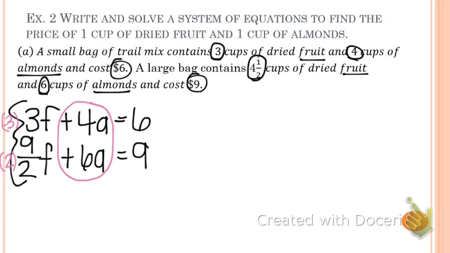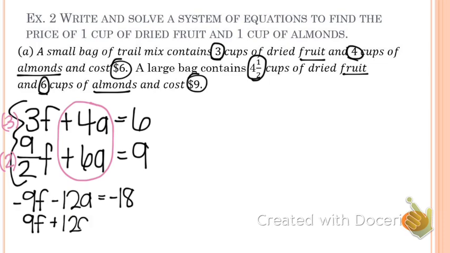All right, Maya, when you multiply the first equation through by negative 3, what did you get? Negative 9f minus 12a. Very good. All right. Jakari, when you multiplied the second equation through by 2, what did you get? All right, Haley, what did you get? 9f plus 12a equals 18.